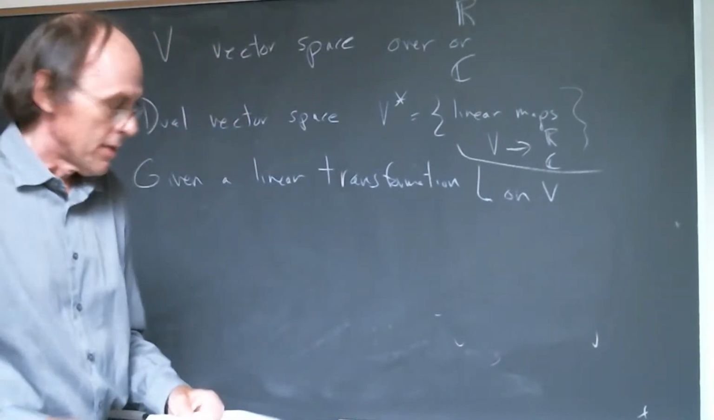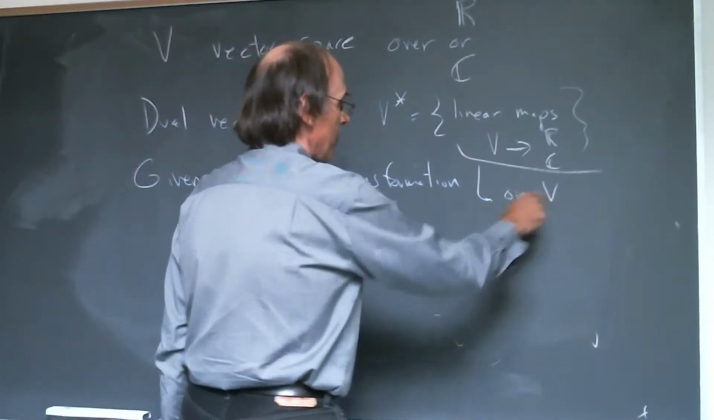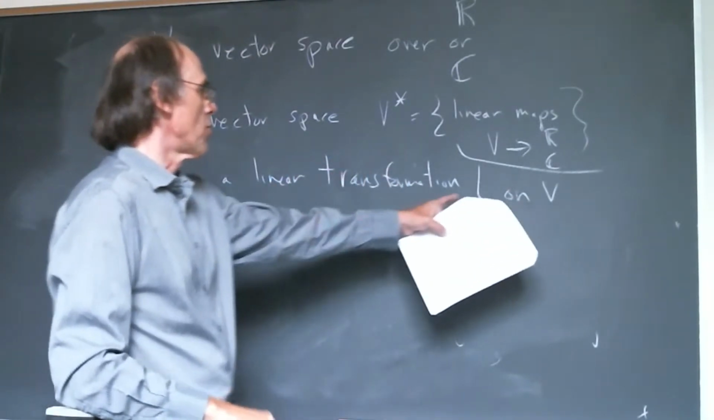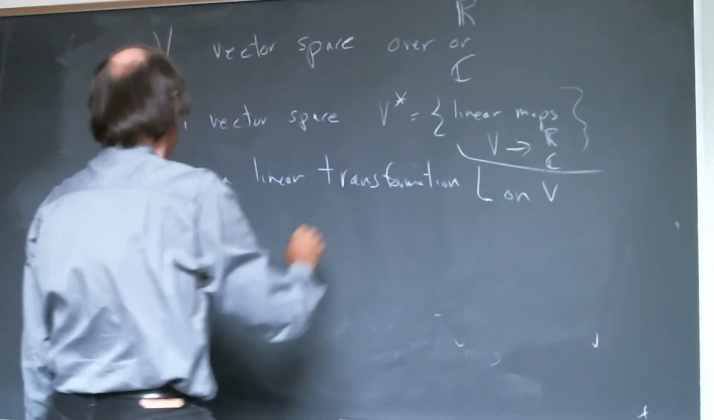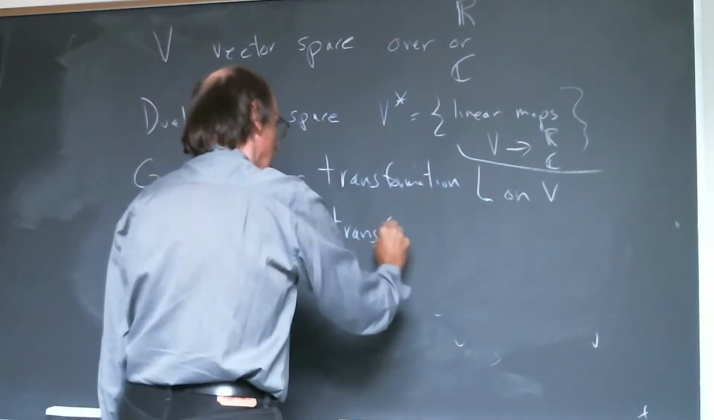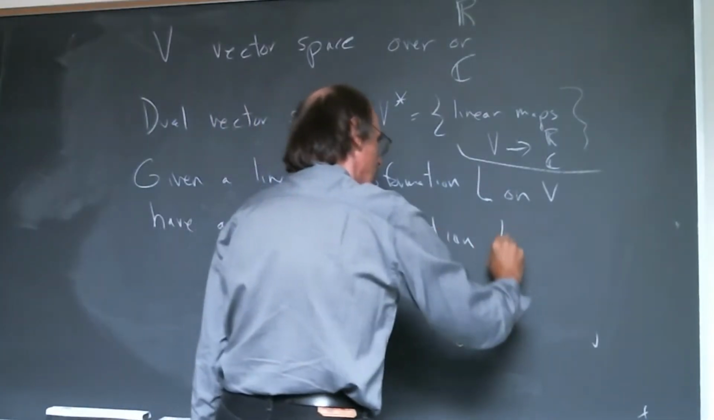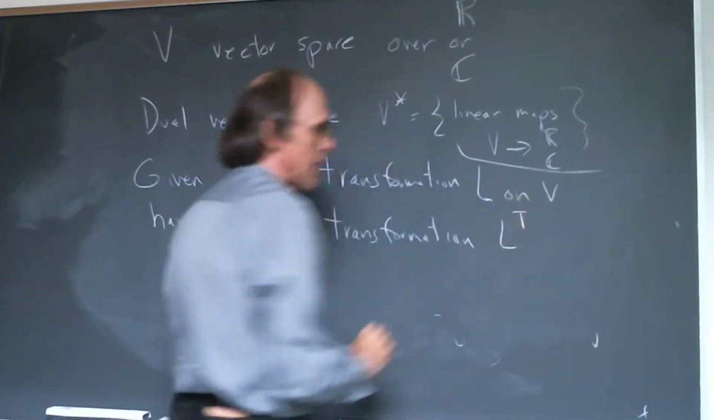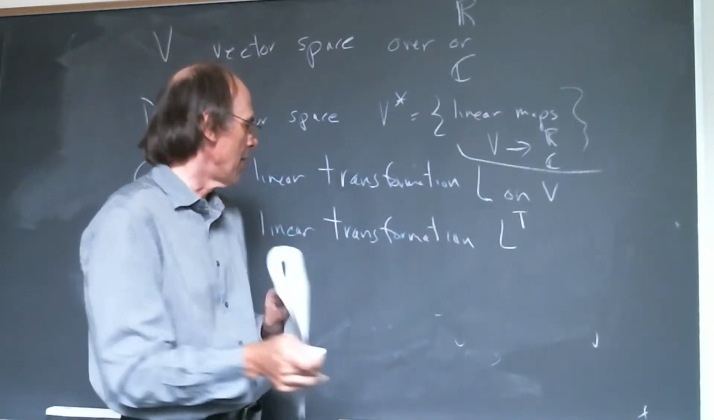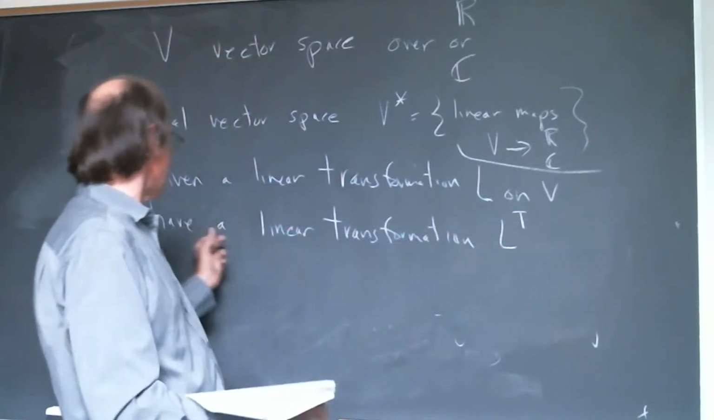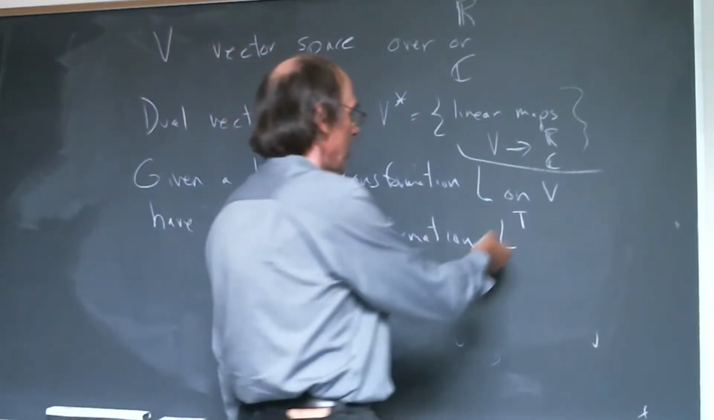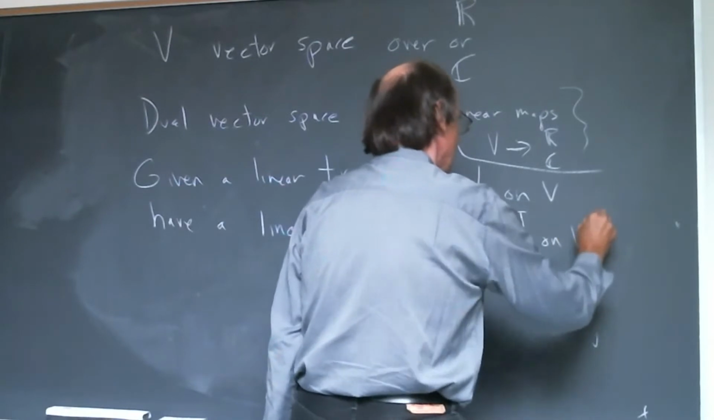Okay, and then the point is, if somebody gives you a linear transformation on V, there's a corresponding linear transformation on the dual space. This is just what I'll call the transpose. And you call it the transpose because if you write everything with respect to matrices, this linear transformation is going to be given by the transpose matrix. But you can also define it on V star without matrices.